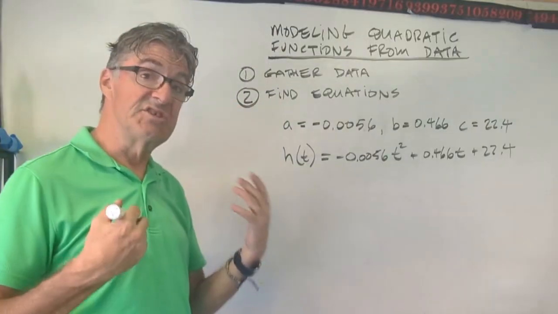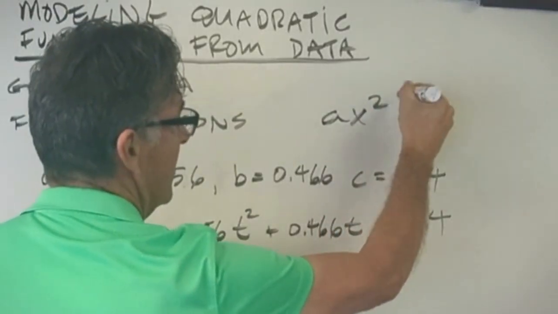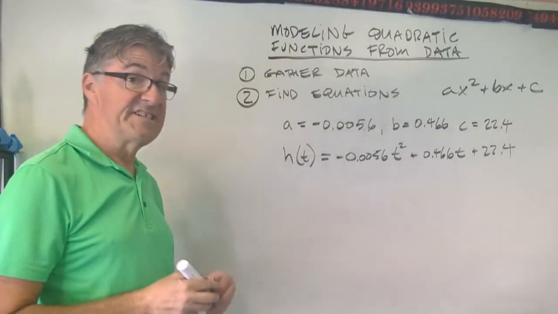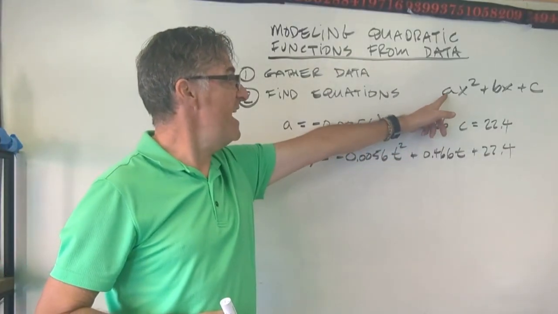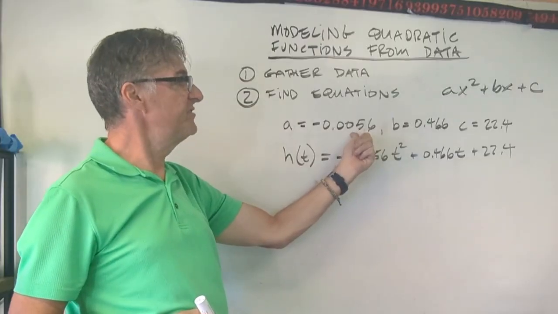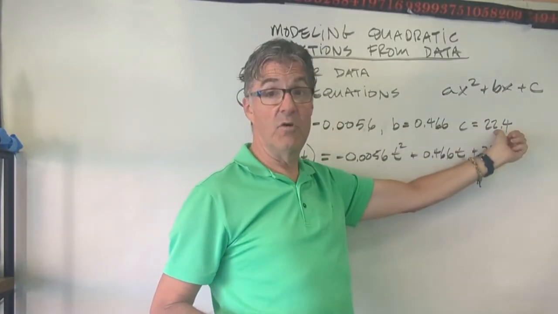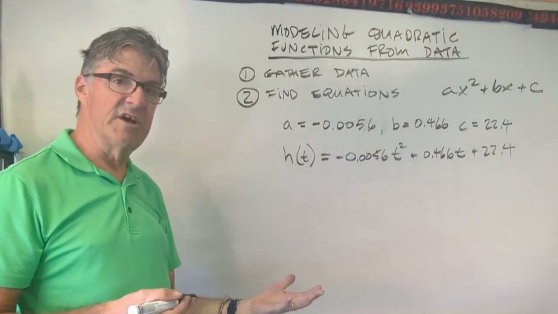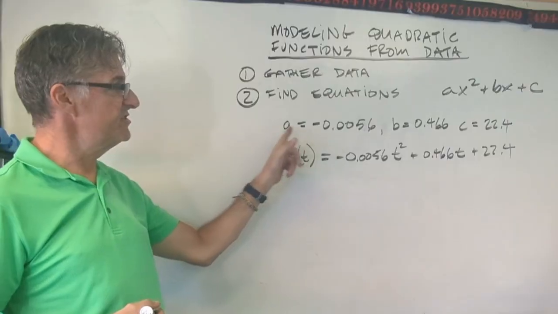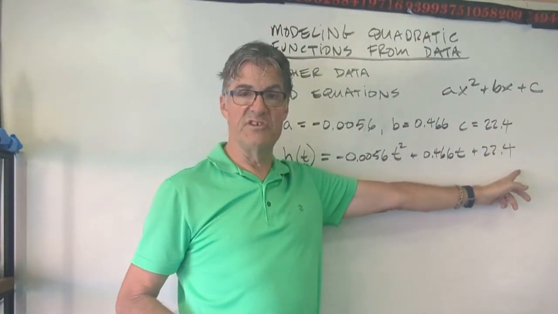And you remember the standard form of a quadratic equation is ax² + bx + c. So what it's telling you is for this equation, our a, which is the one that's on the squared term, is -0.0056. Our b is 0.466, and our c is 22.4. So it has figured out the equation for you. Sometimes technology will actually show you the equation. Other times they just tell you the a, b, and c. And it's up to you to turn that into an equation.